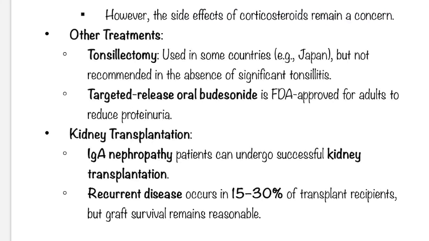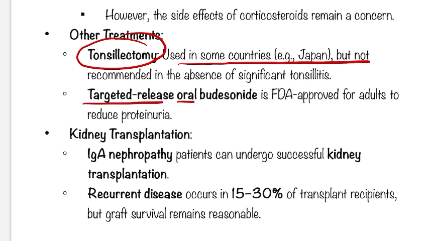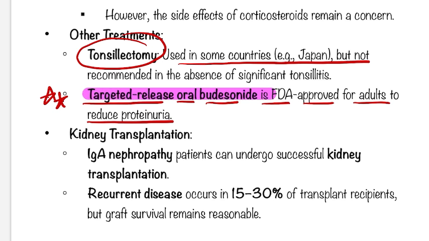Now we'll see other treatments. Tonsillectomy is used in some countries because they thought this disease might be precipitated by recurrent URTI, so just remove the tonsils, but this is not a feasible therapy. Targeted release oral budesonide is FDA approved for adults to reduce proteinuria. This statement is very important and is being tested at various levels. Just remember this.